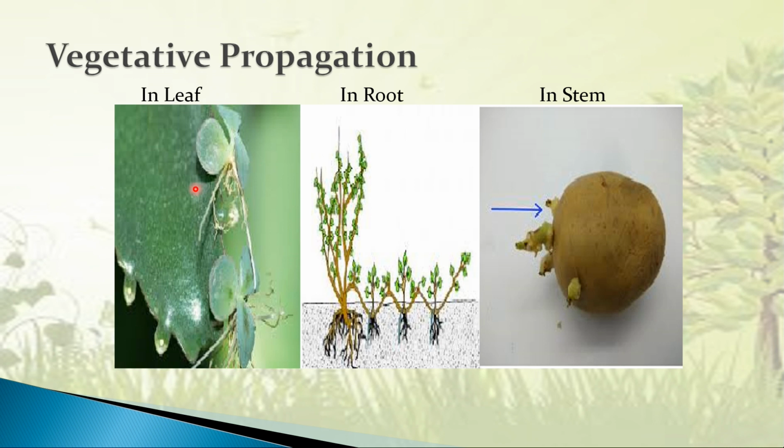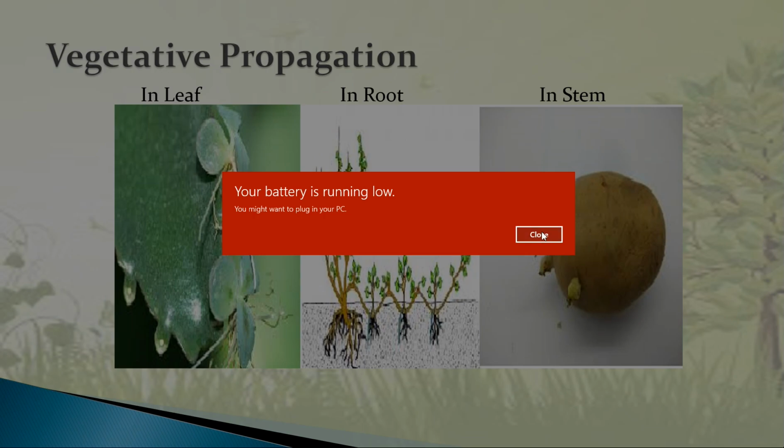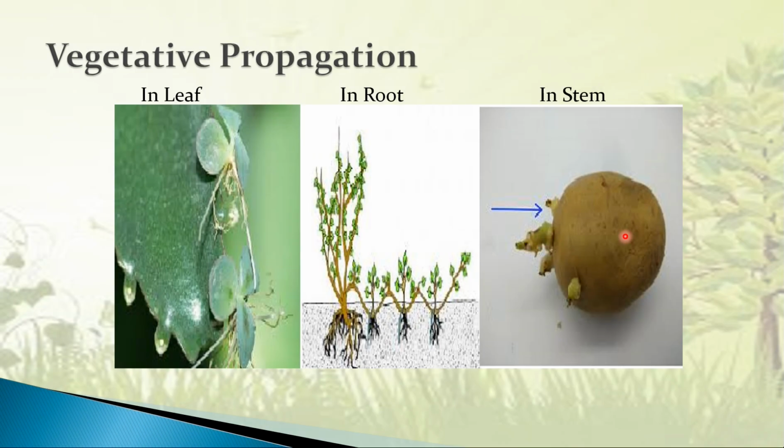This is the vegetative propagation in leaf. This is the vegetative propagation in root. New plants are growing from the root of the same plant. Here they are growing at the edge of the same leaf. We can see the buds on the edge of the leaf. And here is a very common example which we can see at our home also. This is the vegetative propagation in stem.